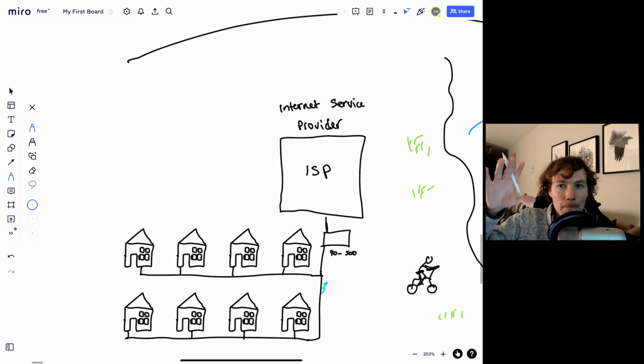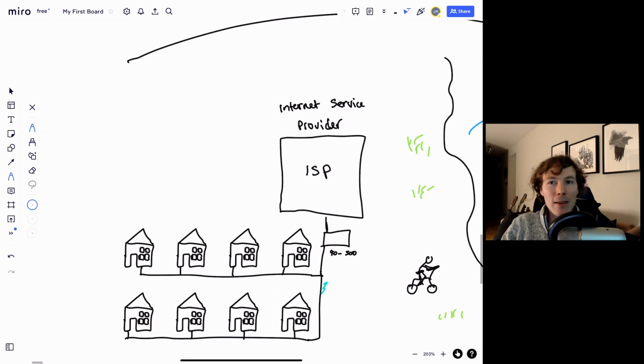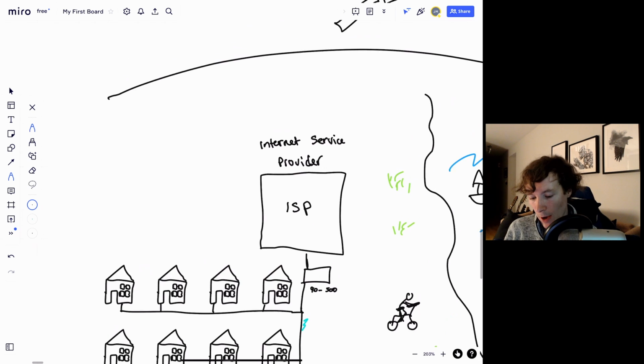Just believe that when your messages are being sent, there is a way to make it safe, even though there is a central point through which all of those signals go. Okay, so enough of that.